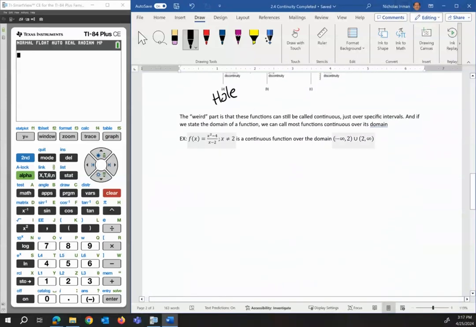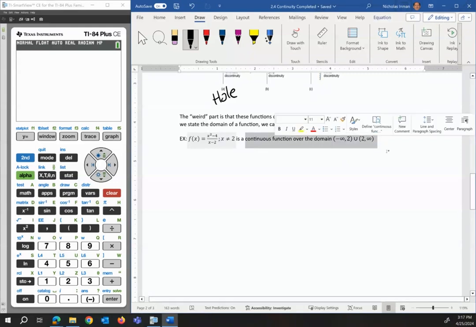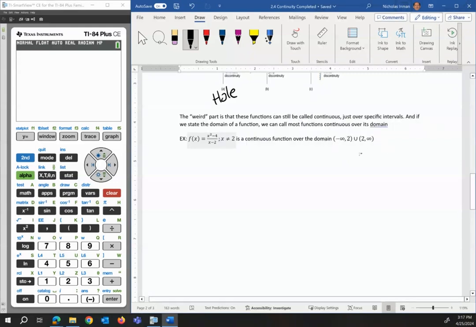But if we just say, hey, it's good for all the numbers from negative infinity to positive 2, and it's good from all the numbers from 2 to infinity. So as long as we say it's continuous on its domain, if we don't look at 2, if we look everywhere else besides 2, if we conveniently leave that number out, then yes, it is continuous. As long as you say over its domain and you state its domain, then usually they are continuous.